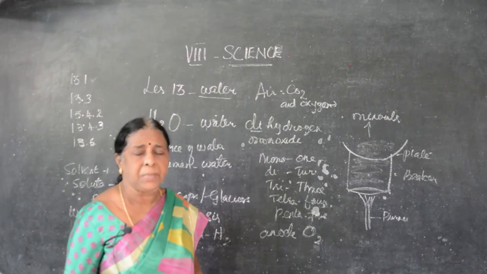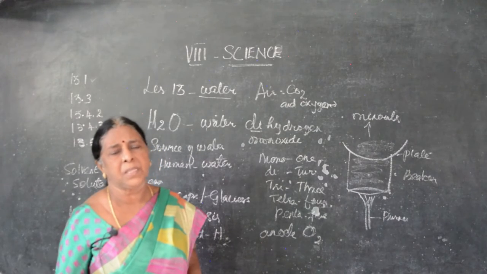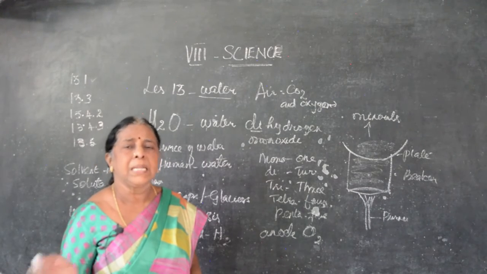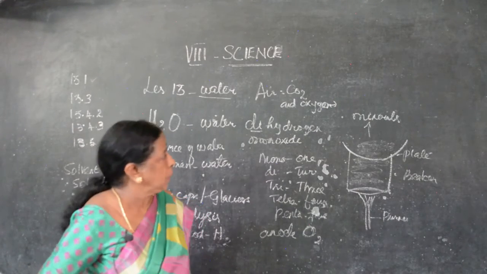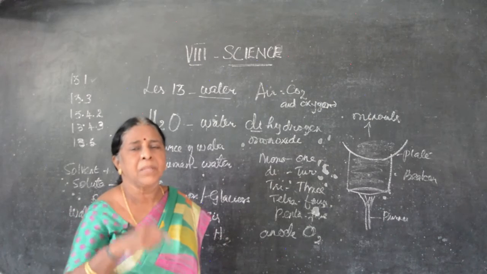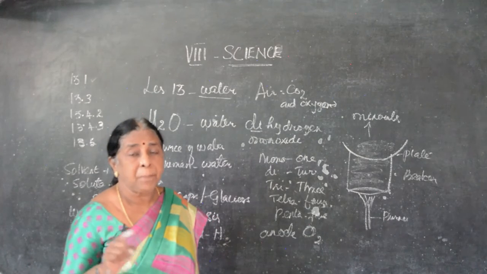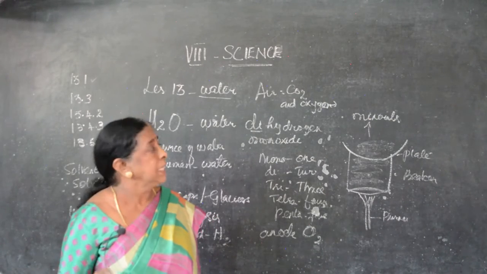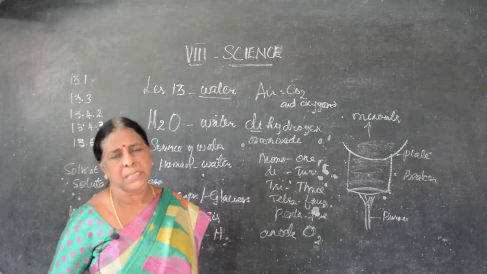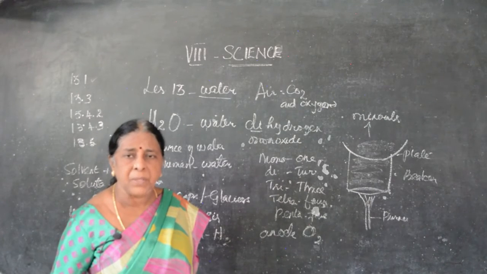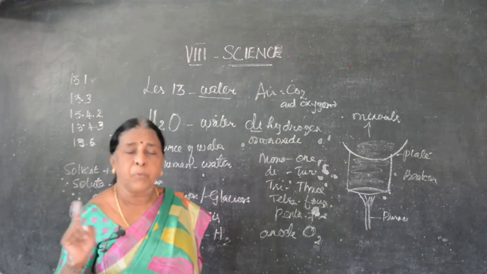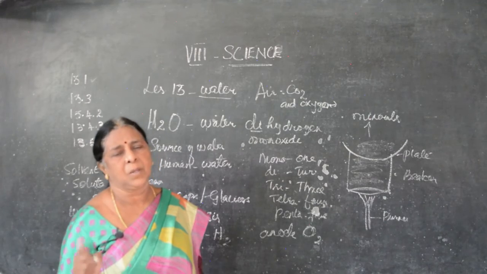Even the marine animals, that is the animals which are living in the water, as well as the plants, are using up the oxygen and leaving out carbon dioxide. The marine plants, that is water plants, use the carbon dioxide for photosynthesis. So for respiration, what do we need? Oxygen. But for photosynthesis, plants need carbon dioxide.